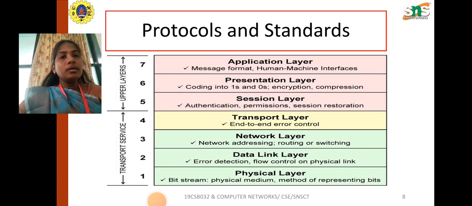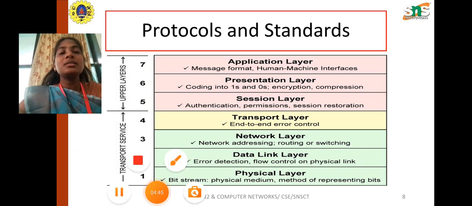These are all the processes of the application layer: message format and human machine interface. In the presentation layer, coding into zeros and ones, that is encryption and compression. Then the session layer: authentication, permission and session restoration. In the transport layer: end-to-end error control. Network layer: network addressing, routing and switching. Data link layer: error detection and flow control, physical link. In the physical layer: bit stream, physical medium, and the method of representing the data from each and every node.